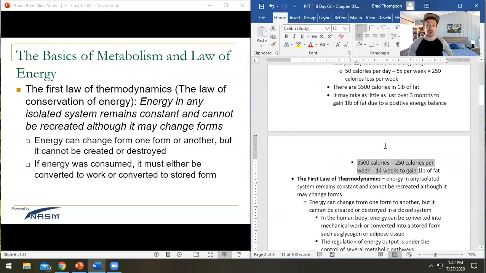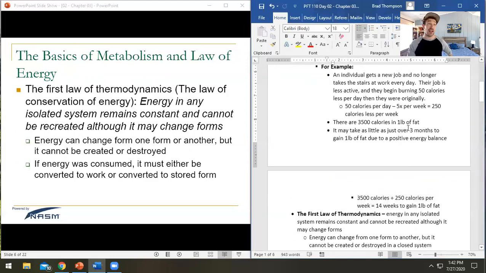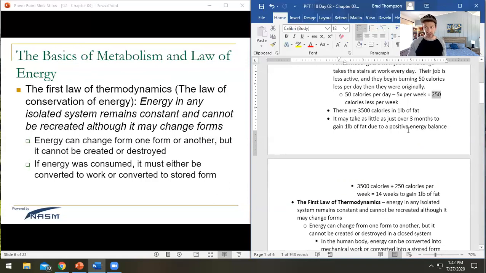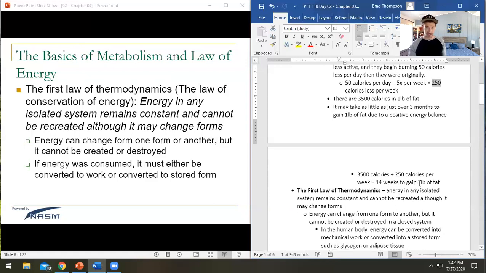And that describes what we're seeing there, right? That's an example of energy balance. So 50 calories less every day, 5 days a week, that's a 250 calorie surplus that they have now. And then that adds up slowly over time. They're going to gain about a pound in about 3 months. That's 4 pounds in a year.